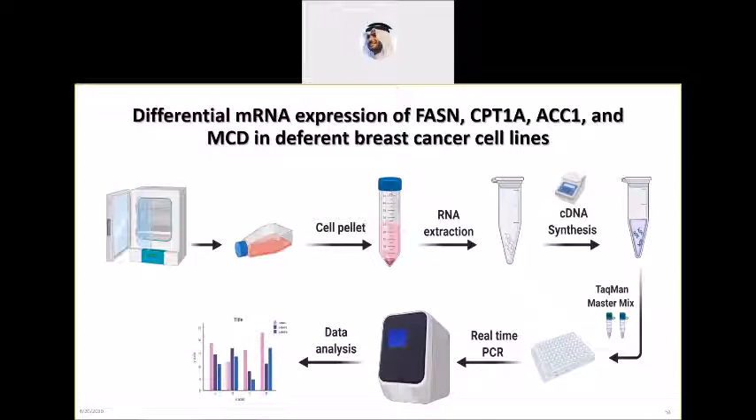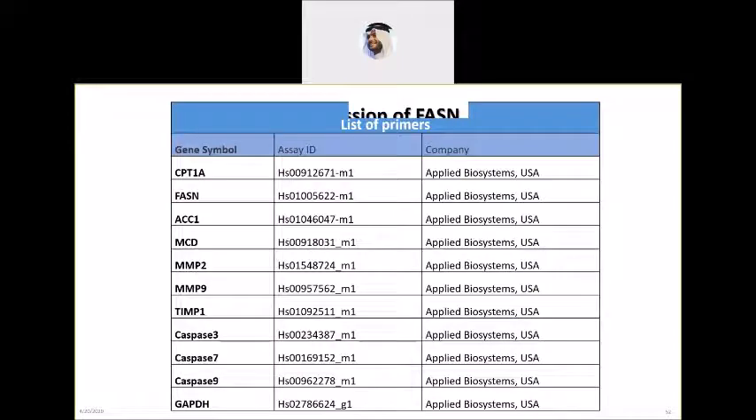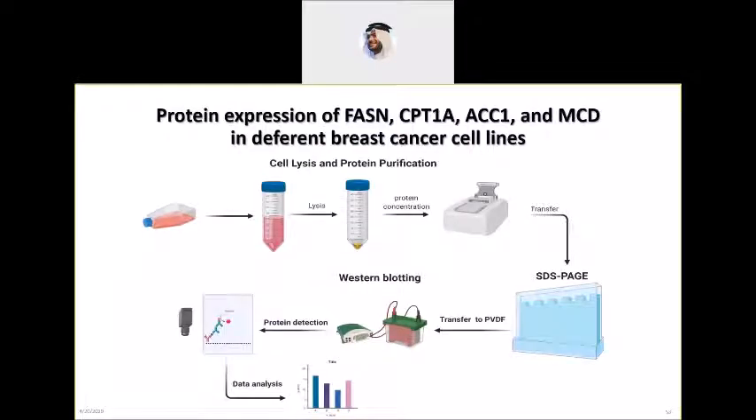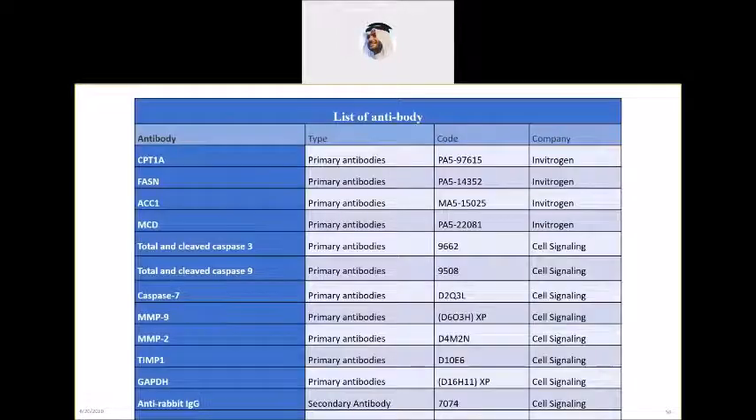First, we use RT-PCR to detect the differential messenger RNA expression of FASN, CPT1A, ACC, and MCD in different breast cancer cell lines according to the known protocol. This is the list of TaqMan primers being used in this study. Also, we use Western blot analysis for detection of protein expression of FASN, CPT1A, ACC, and MCD in different breast cancer cell lines according to the known protocol. Here is the list of the primary and secondary antibodies being used in this study.